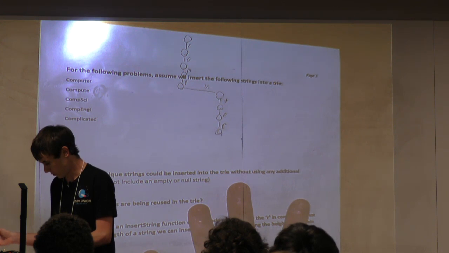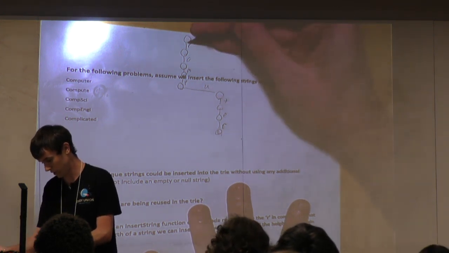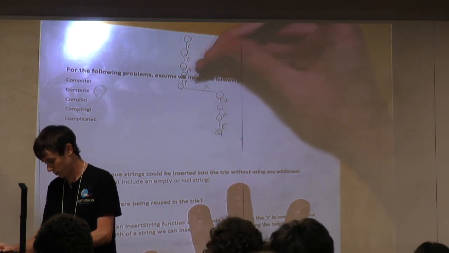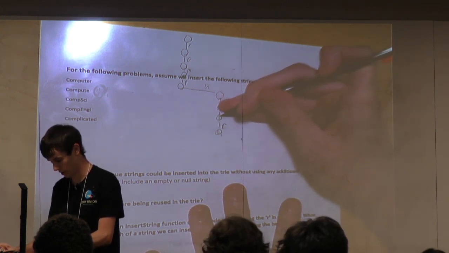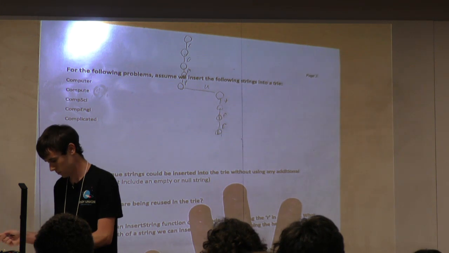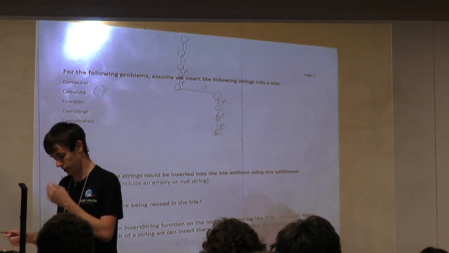Next one I have is compute. If we follow compute down our try, it goes to the exact same node that's already been made. So I'm just going to increment the count and put a 1 there to indicate that that word has been stored.